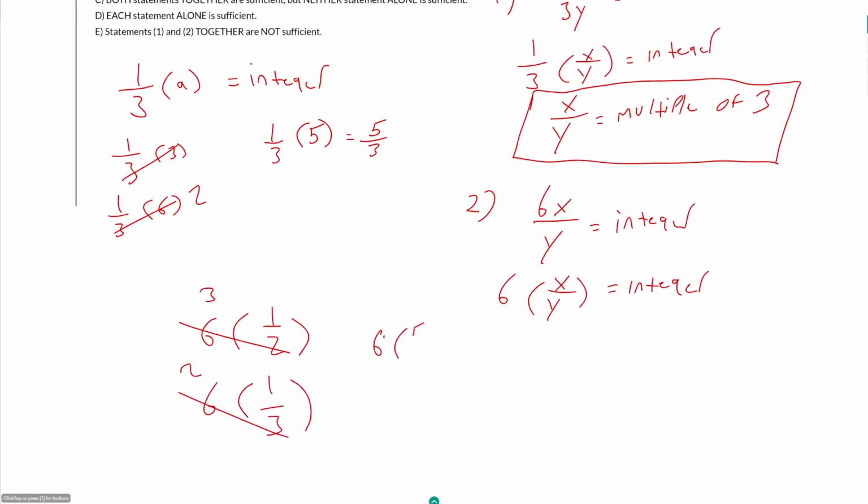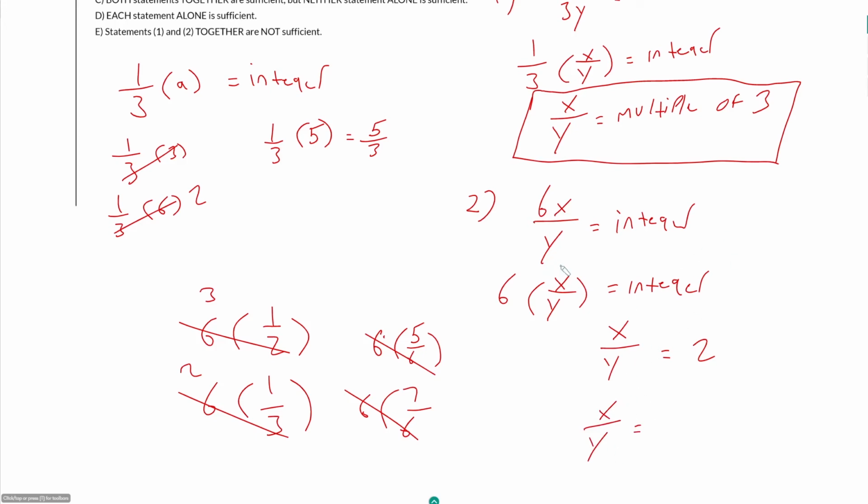So 6 times 5/6, 6 times 7/6: these would all result in an integer. And once you determine x over y could be 2, which gives you 6 times 2 is 12, so x over y could be an integer, you should not be saying x over y could be any integer. That's not really helpful. Once you determine it could be one integer, you should be saying it could also be a non-integer. That is how you prove insufficiency.